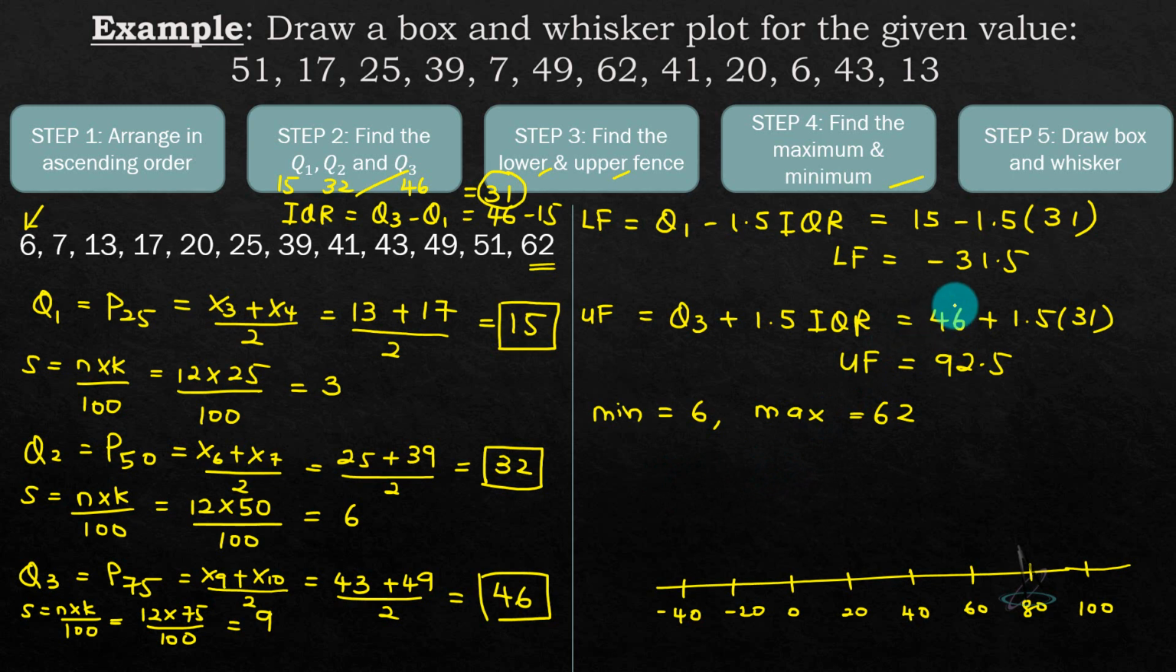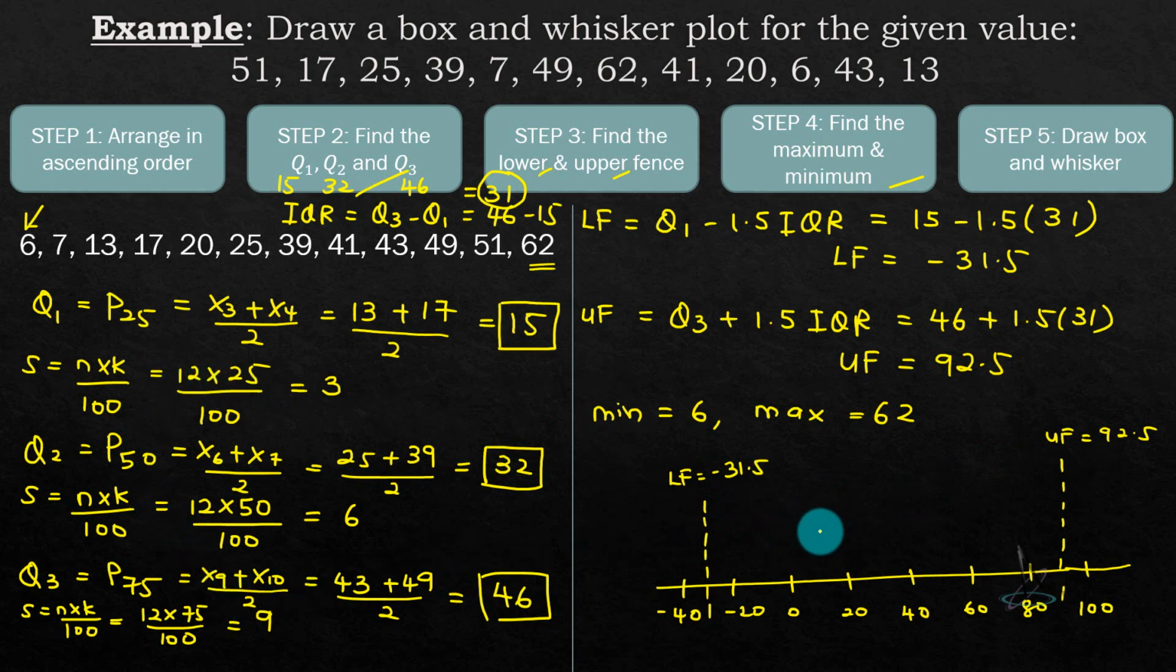So the lower fence is negative 31.5. So somewhere here. So this is my lower fence, which is negative 31.5. Upper fence 92.5. So draw the fence first. So this is upper fence 92.5. Once you have your lower fence and upper fence, time to draw the first quartile, second and third.